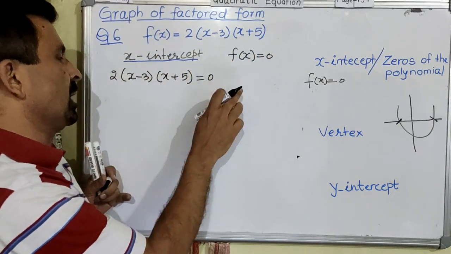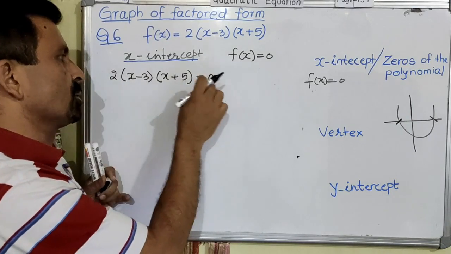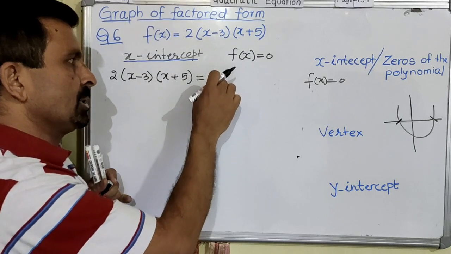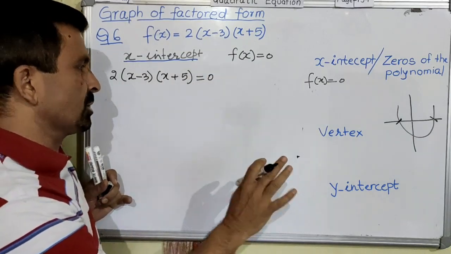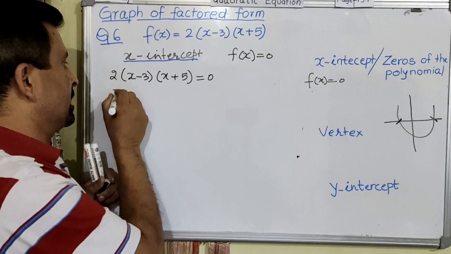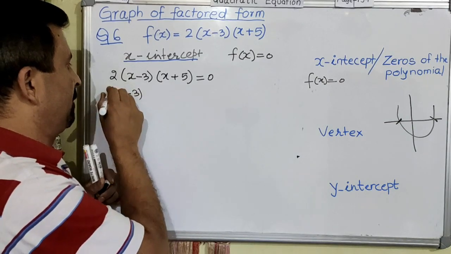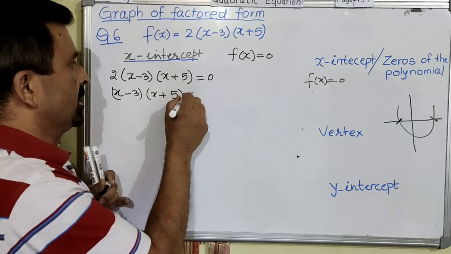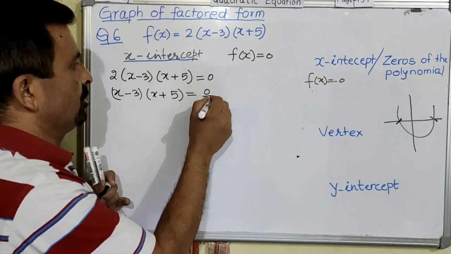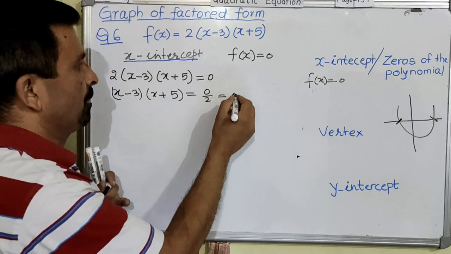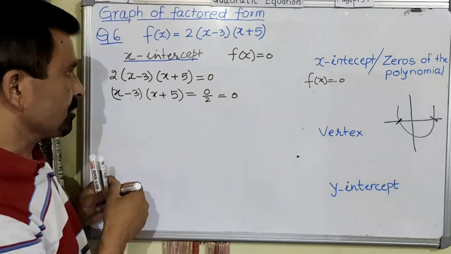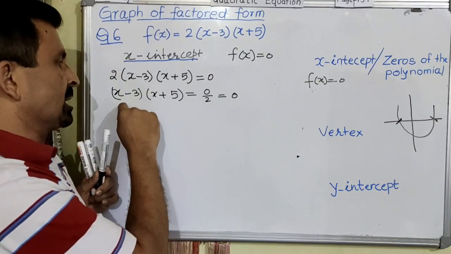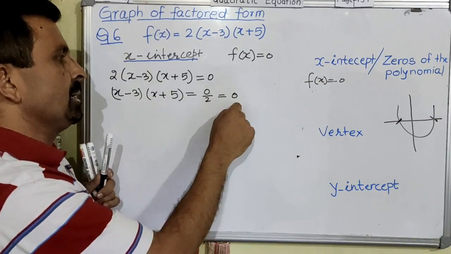First of all, this 2 will go to the other side. 2 is a multiplier. When it goes to the other side, it will become a divisor. So 0 will be divided by 2. 0 divided by any number is always equal to 0. So (x minus 3) into (x plus 5) is equal to 0 divided by 2, which is equal to 0. Now you have your equation (x minus 3) into (x plus 5) is equal to 0.